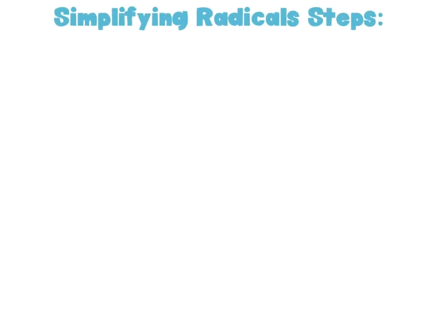So before we get started, I want to go over some steps for simplifying radicals. The first thing that we're going to do is find the prime factorization of the radicand. Now that sounds fancy, but really we're going to just make a tree, and I'll show you what that means in a moment.